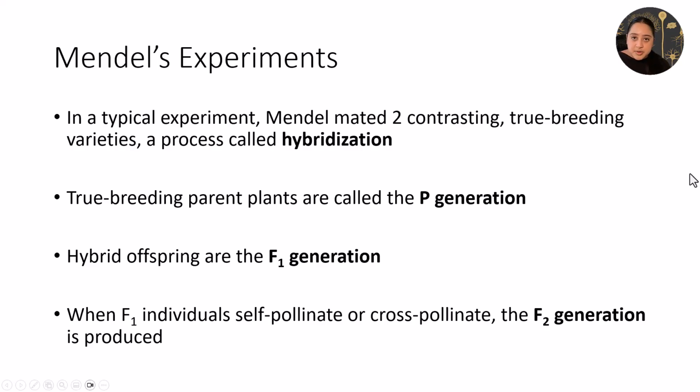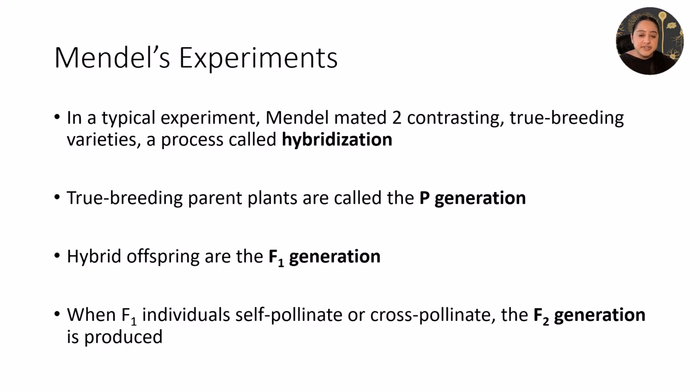So in a typical experiment, what Mendel did was he cross-mated two contrasting true breeding varieties, like the purple and white flower plants, and he physically crossed them. And so by doing this, he did this process called hybridization. He made a hybrid of these two different varieties. So that's called hybridization, and what you make is a hybrid. And so he did a lot of these different crosses and matings of plants.